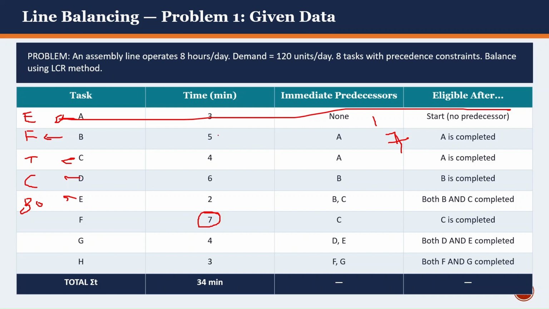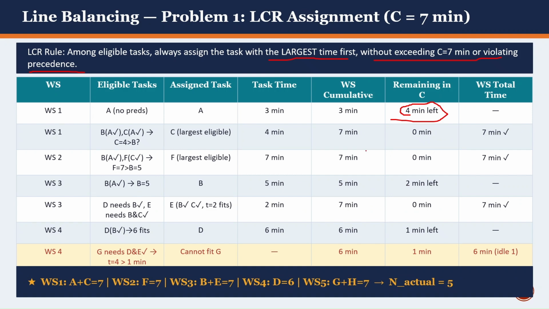So now the remaining tasks are B and C. Out of this, if I assign B, the total time will be around 8 minutes, that is 3 plus 5. So B is not an eligible candidate for workstation 1. C is eligible, that is 3 plus 4. I can assign it, and that will come out to be 7. That is the largest eligible, and we have 0 minutes left. So all 7 minutes of the work session time have been utilized. This is how the calculations will be done.